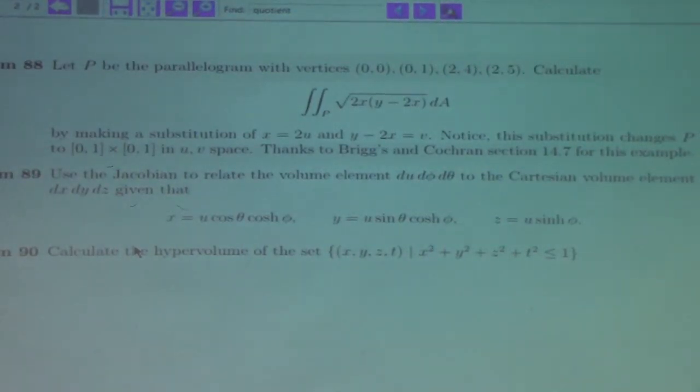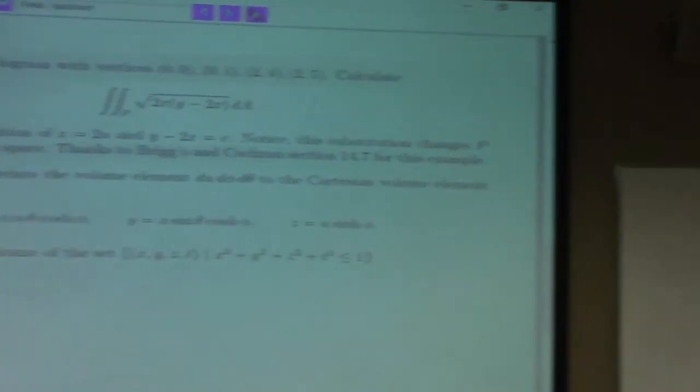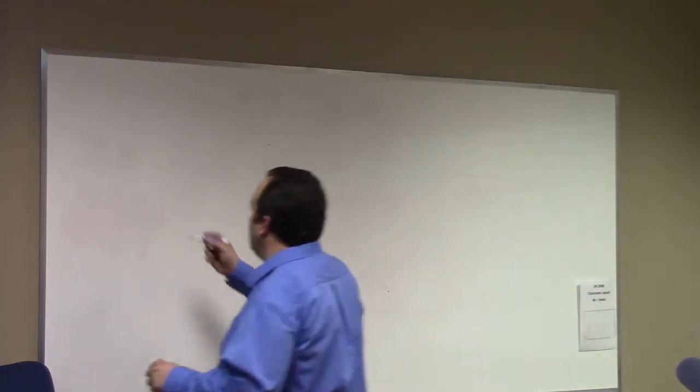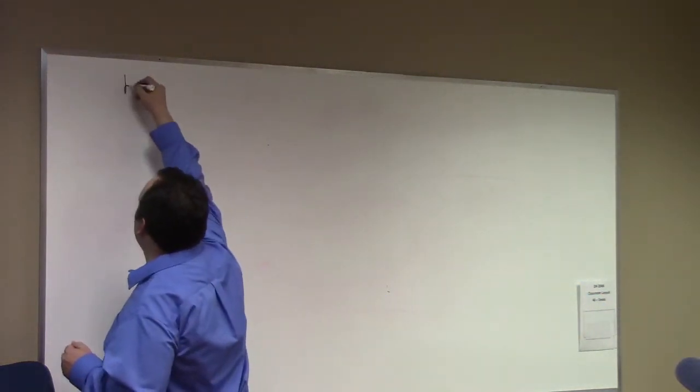And how did we actually calculate it? The way we actually calculated it was to change to spherical coordinates and to integrate rho squared sine phi d rho d phi d theta, right? So to be successful here, what we need is the analog of spherical coordinates for 4 dimensions. So in 4 dimensions, here's hyperspherical coordinates.